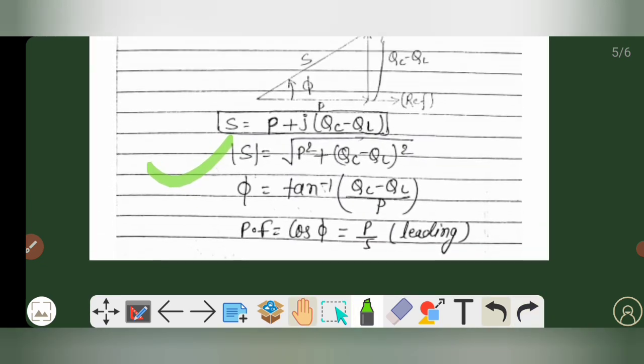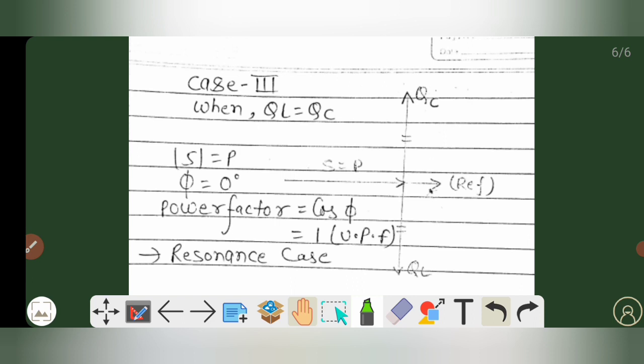Now we will move to the next topic, case number three. In case number three, the values of QL and QC will be equal, and if these two values are equal, then the value of S will be equal to P and the power factor angle will be equal to 0, due to which our cos phi, that is the power factor, will be equal to 1, that is unity power factor, and this is also the resonance case. So in this particular video lecture we discussed the parallel RLC circuit.